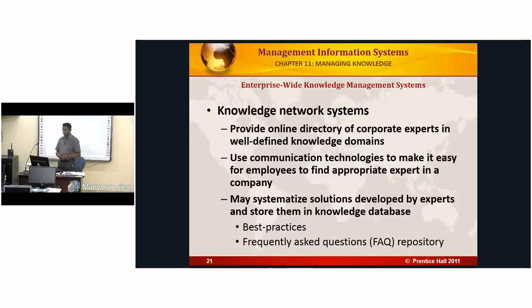Knowledge network systems provide an online directory of corporate experts in well-defined knowledge domains. They use communication technologies to make it easy for employees to find the appropriate expert in the company. Many systemized solutions are developed by experts and stored in a knowledge database, which we call best practices or frequently asked questions.